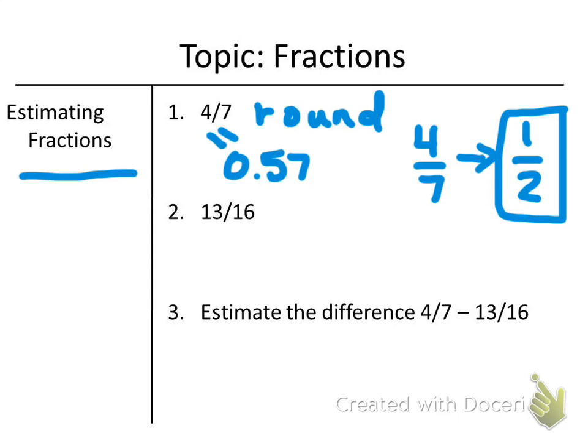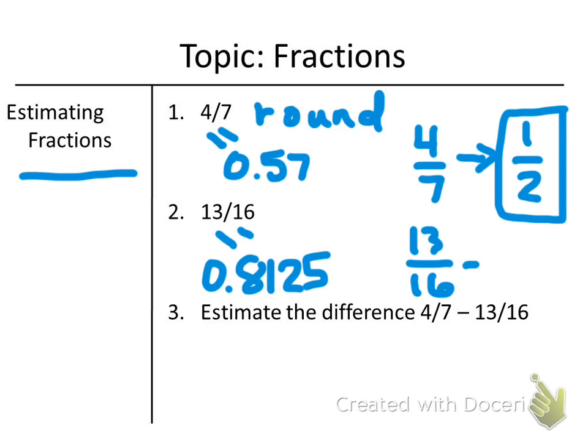Okay, number 2, I'm going to estimate 13/16, which is 0.8125 as a decimal, and I'm going to estimate this to be about 1. Why is Mrs. McCowan estimating it to be about 1? Well, is it closer to 1 or is it closer to 1/2? That's right, it's closer to 1. So I'm going to estimate it to be 1.